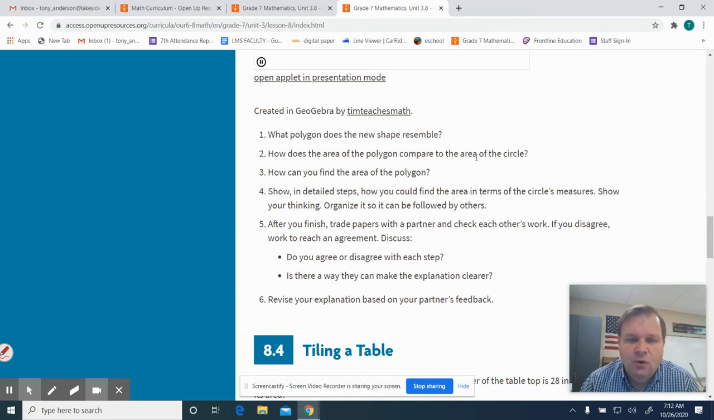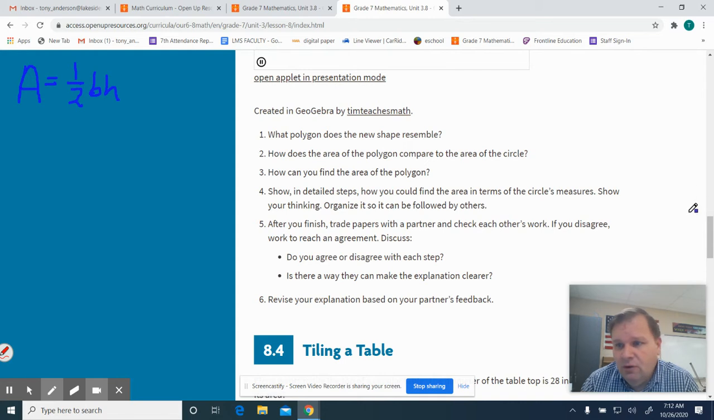So when we go to our questions, it says, what polygon does the new shape resemble? Well, it resembles that triangle we talked about. How do we find the area of that polygon? Well, to find the area of a triangle, we know that that is 1/2 the base times the height.